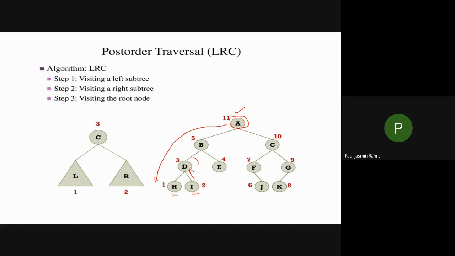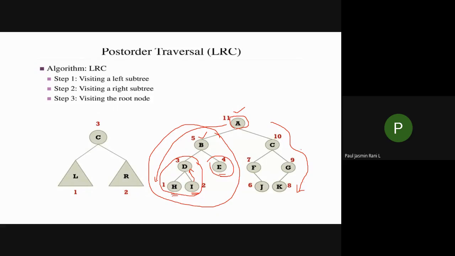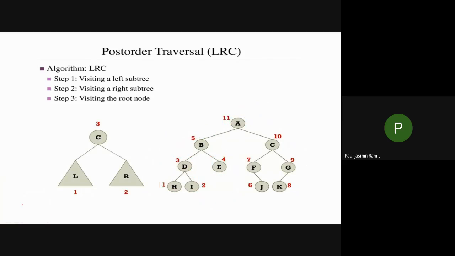So after completing your whole left child, that is the left subtree, next you move on to your right child. That is H I D. When it is completed, then you have to print this E. When this is also completed, then you can print this B. When the whole left side gets completed, next you have to print the right side. After completing the right side only, you have to print your A. So this is the hierarchy you have to follow.